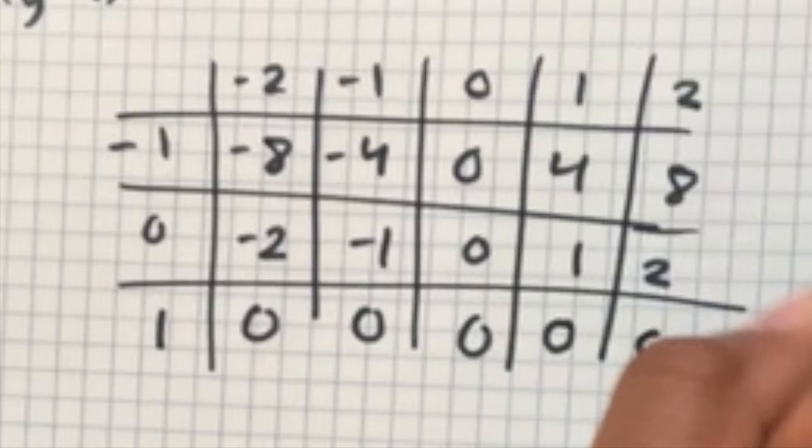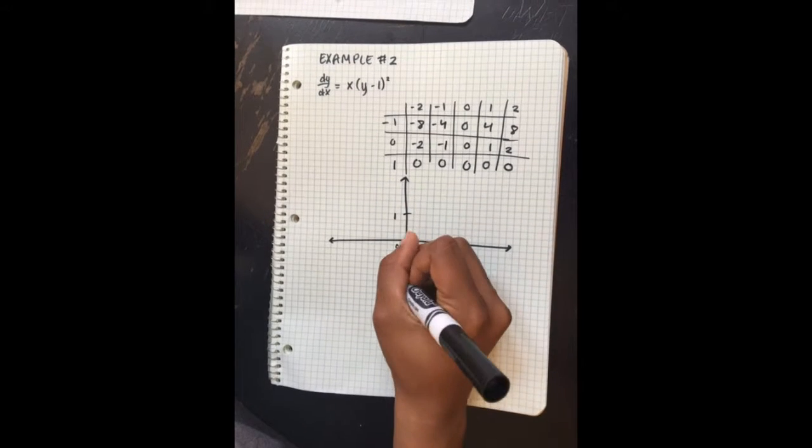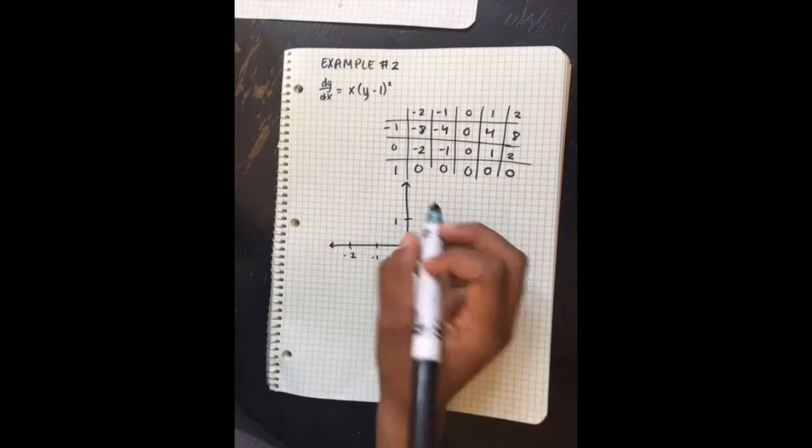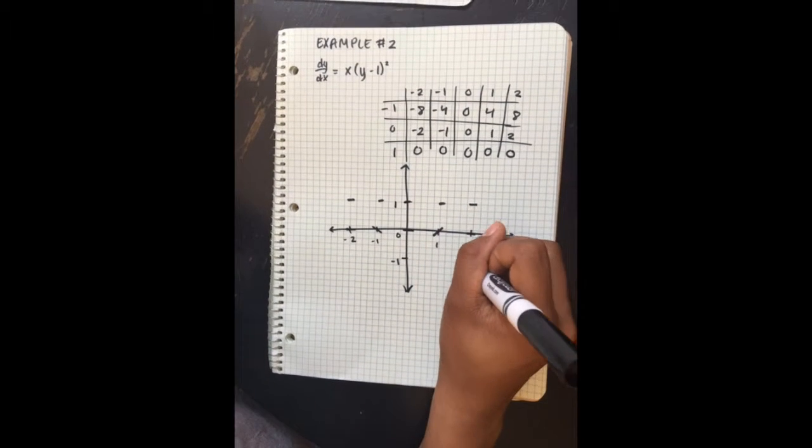Just like that. Now draw the axes of your graph and plot the points on the graph.